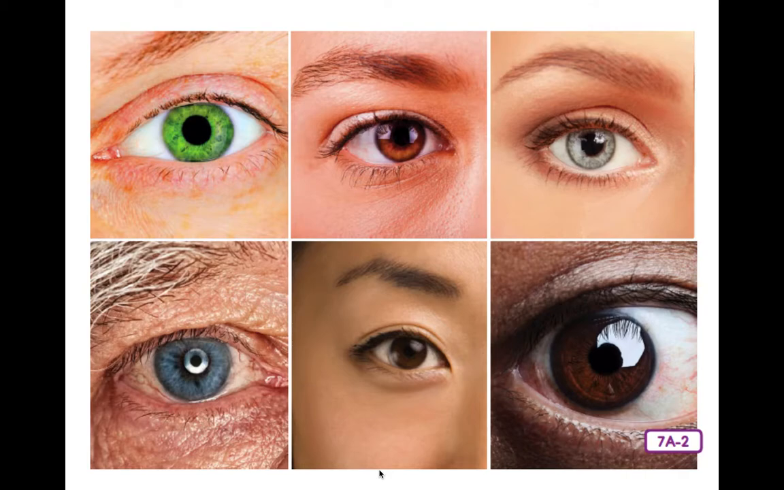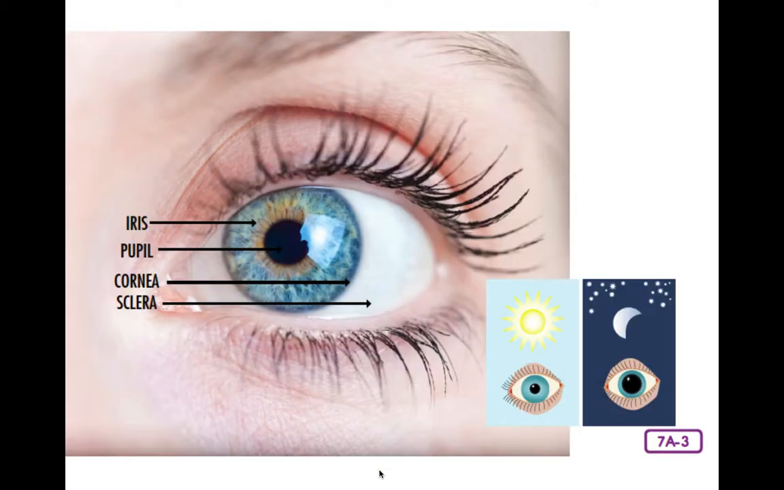What color were your neighbor's eyes? Did you notice? Look again. Does anyone know the name for the colored part of your eyes? Let's find out. Look at this picture together. The outer, visible part of the eye includes the sclera, cornea, iris, and pupil. The white outer layer of the eye is called the sclera.